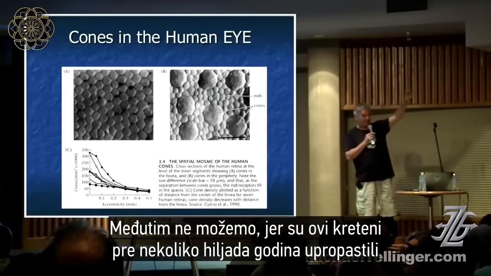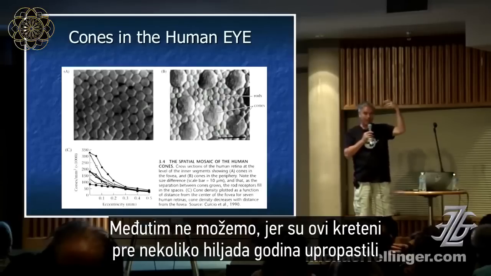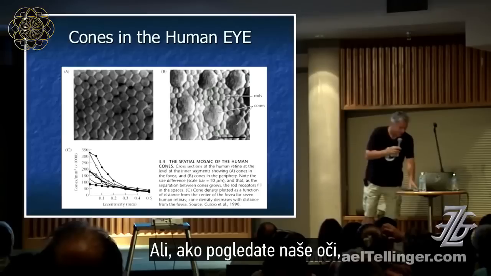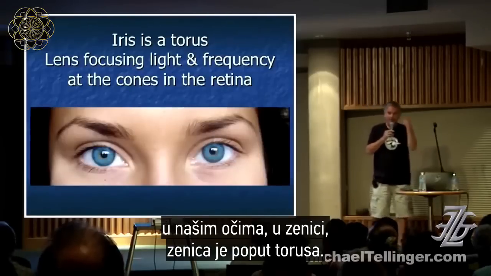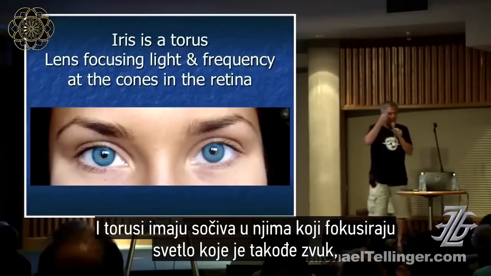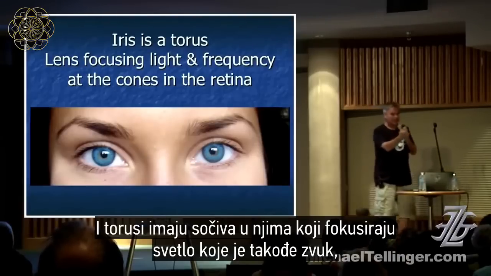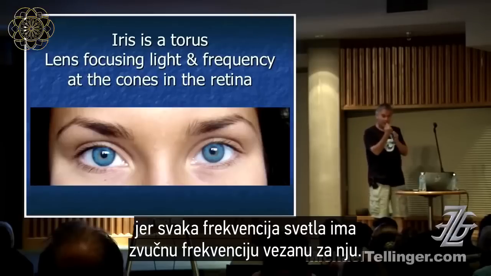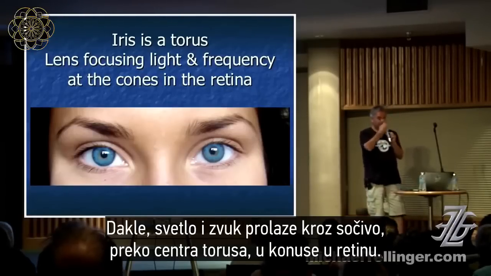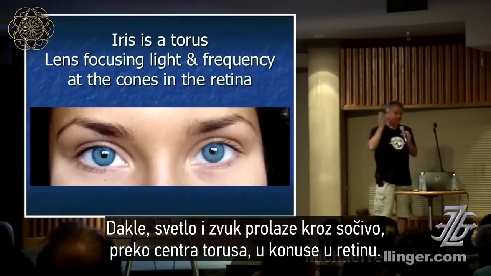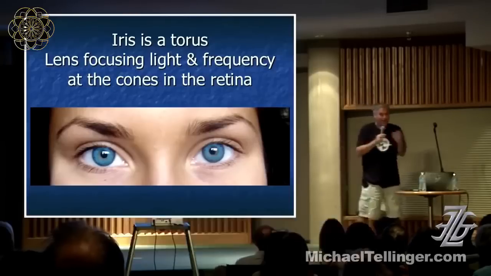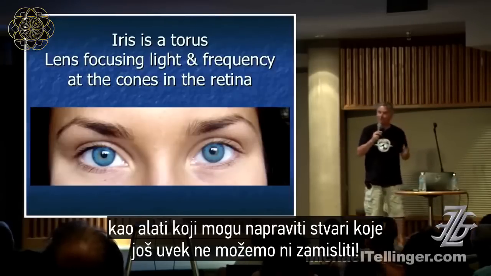But we can't do that because those bastards several thousands of years ago screwed up our pineal gland with those cones of theirs. But if you look at our eyes, in the iris is actually like toruses. Right? Look at the toruses in our eyes. And the toruses have lenses in them that focus the light, which is also sound, because every light frequency has a sound frequency attached to it. So it sends the sound and the light through the lens, through the center of the torus, into the cones in the retina. So now you understand why I get excited about these toruses or the cones combined as tools that could be used to do things that we can't even imagine yet.